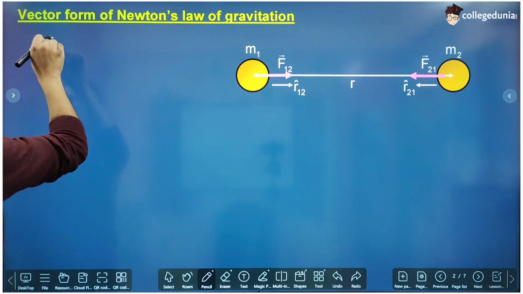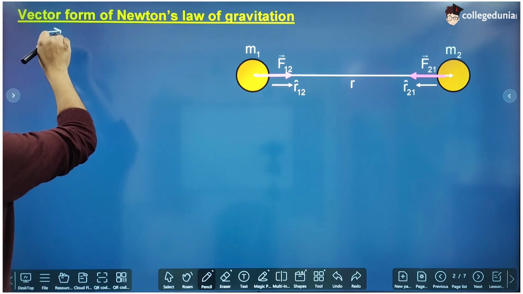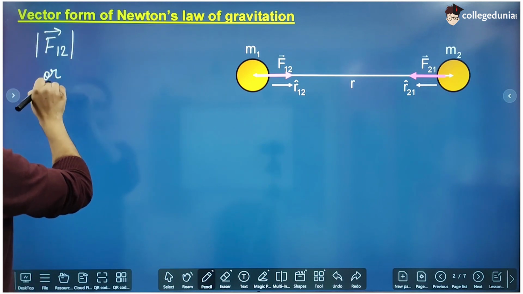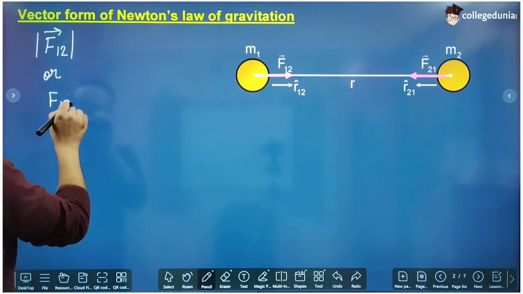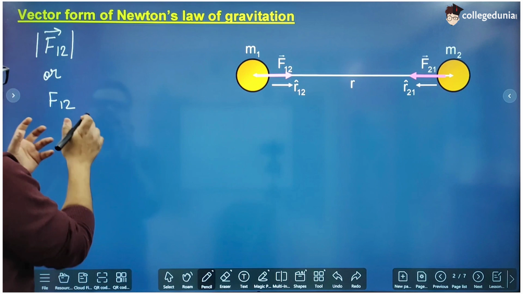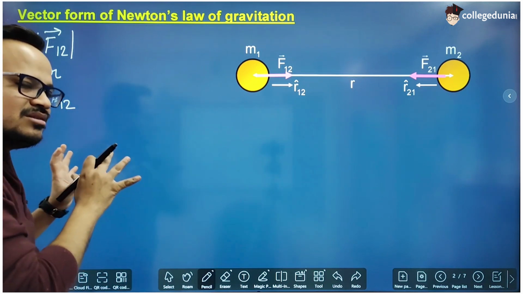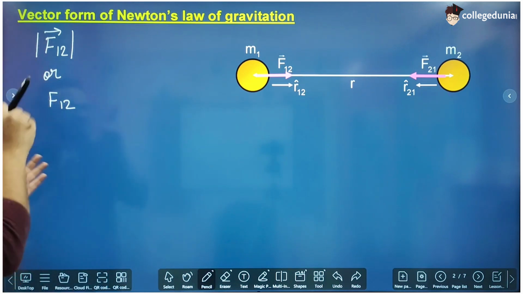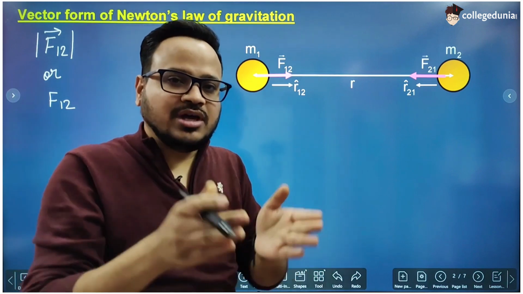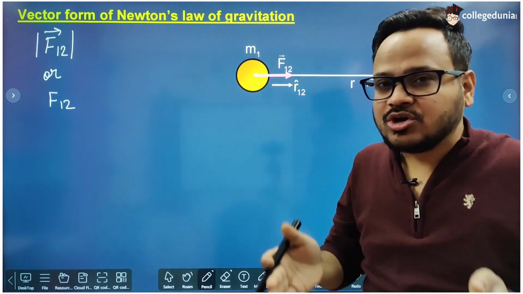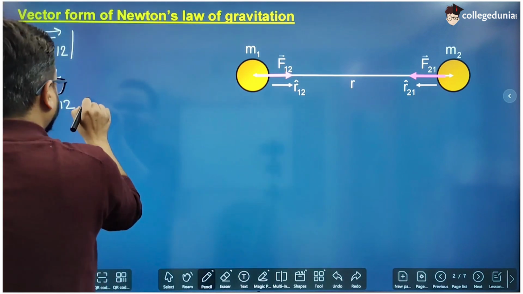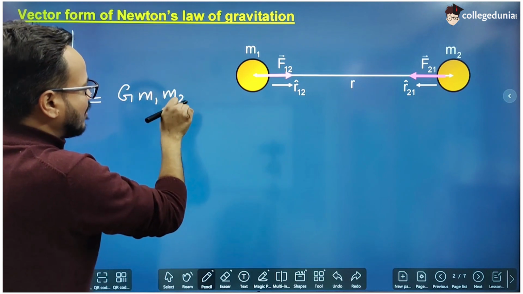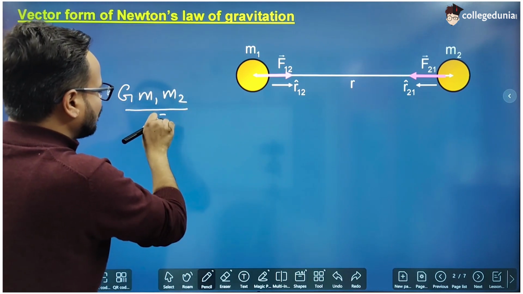Suppose the magnitude of this force F12 is written by this or this. If you are just using the symbol and not putting the arrow sign, that means you are talking about the magnitude. But if you are putting the arrow sign over the head of the symbol and still you want to write it as a magnitude, then you have to put these two lines which are called modulus, right? So both these things have the same meaning, and the magnitude of this force is G m1 m2 by r square. But magnitude we have already studied.